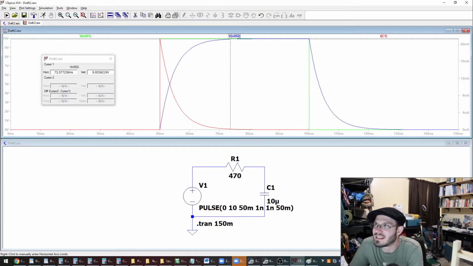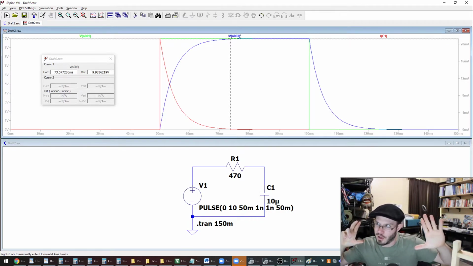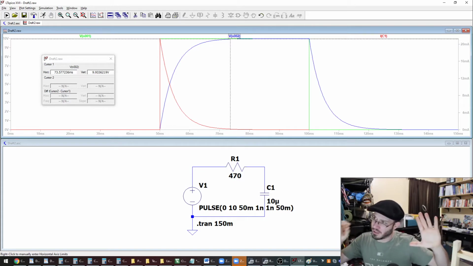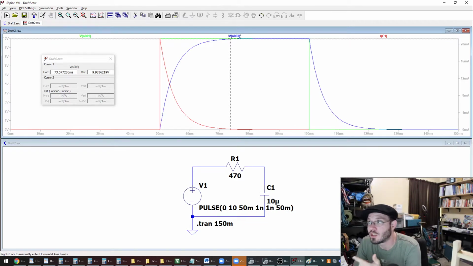Well, it makes sense because I have two voltage sources fighting each other, where one voltage source is that capacitor that's building up voltage. Okay, and then the same thing. Once our pulse goes down, our voltage decays because now the capacitor is discharging through the resistor.